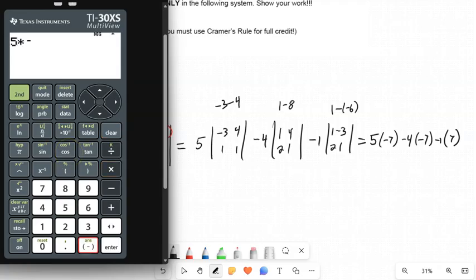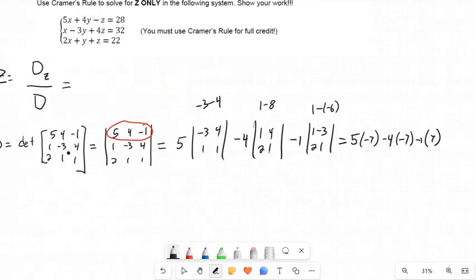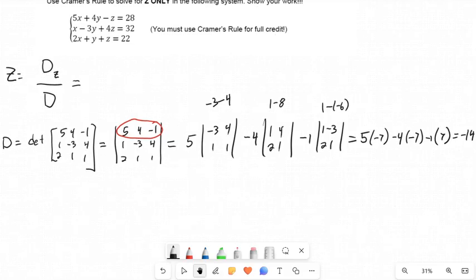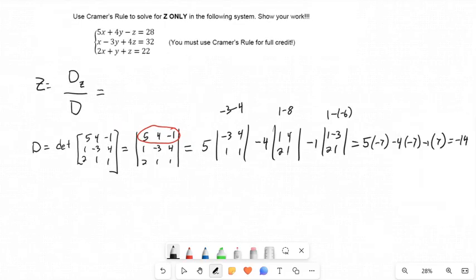All right, so that is 5 times -7 minus 4 times -7 plus, -1 times 7, -14. So that's D, a little bit smaller. There we go. So D is that determinant. We found the denominator.